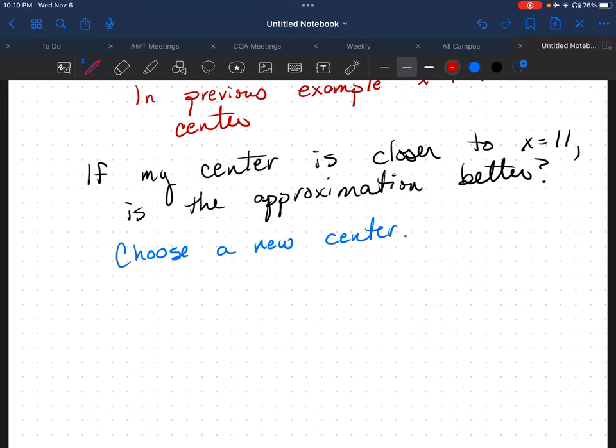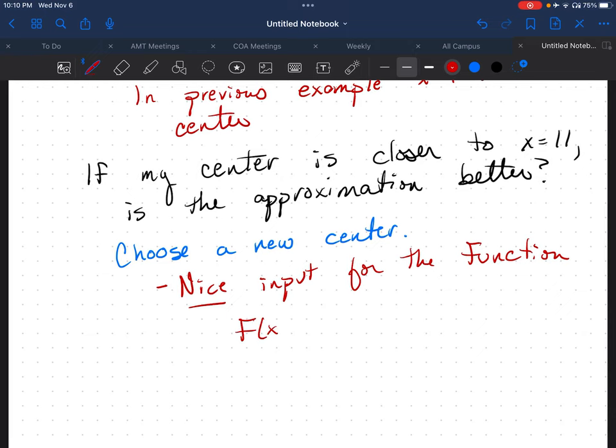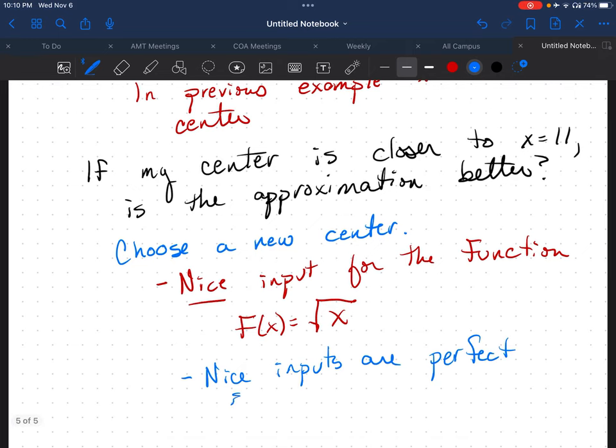Whenever you're choosing a center, you want it to do a couple of things. You want it to be a nice point, a nice input for the function. So in this case, my function is f of x equal to the square root of x. So for this particular function, nice inputs are perfect squares. Again, for the square root function. If I have the cube root function, I'm not going to use perfect squares. Those aren't nice anymore when combined with this function, right?